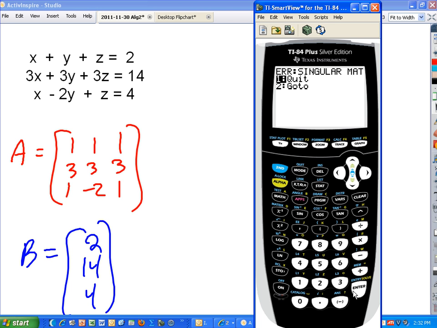Now, I need everybody with me here. This is a big concept. If we did the algebra and got an answer that was false, like 0 equals 4, how did we interpret that? No solutions. And what was going on with the lines? They were parallel. All right. Now, we've got to review just real quick.